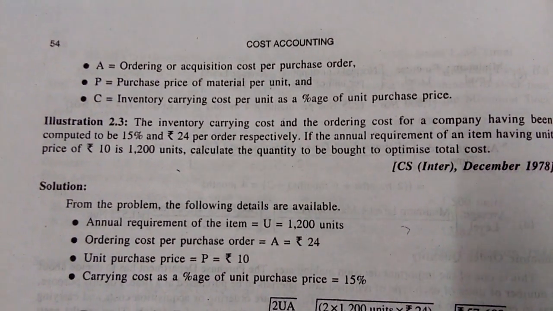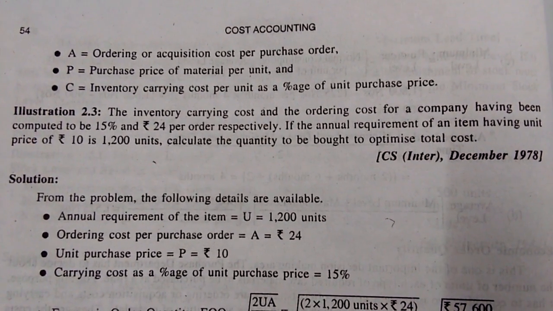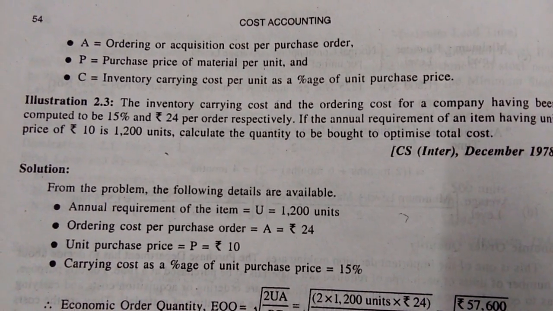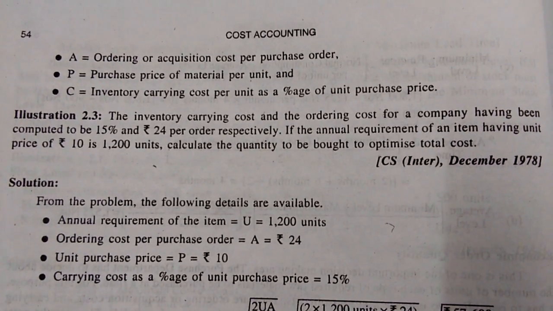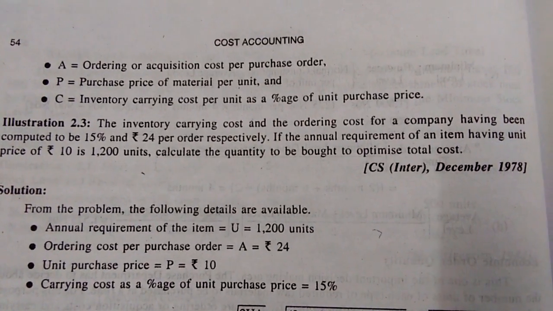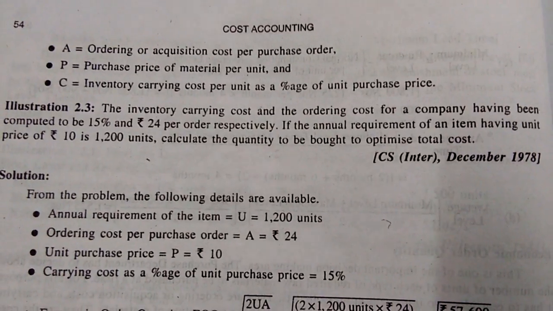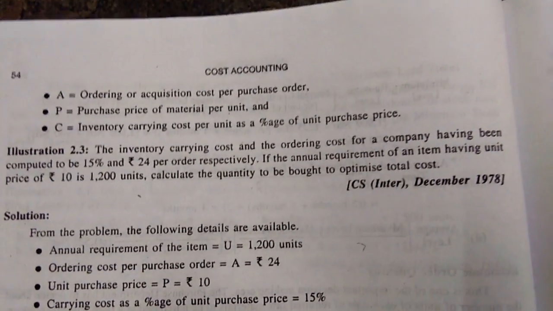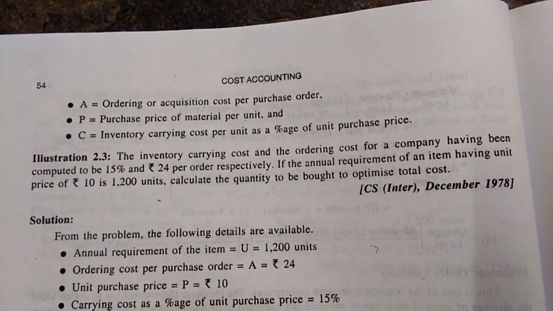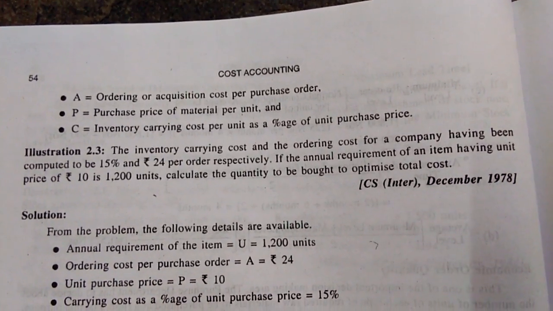So here one example is also given: the inventory carrying costs and the ordering cost for a company have been computed to be 15% and 24 rupees per order respectively. If the annual requirement of an item having unit price of rupees 10 is 1200 units, calculate the quantity to be bought, optimize total cost.